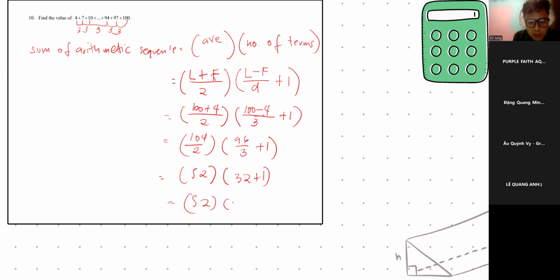52 times 33. That should be equal to 1716. And that should be the answer. Okay. So thank you for sharing your answers on the chat box and also the solution on the chat box. Okay. So any questions regarding this problem? So if none, we'll proceed to number 11.